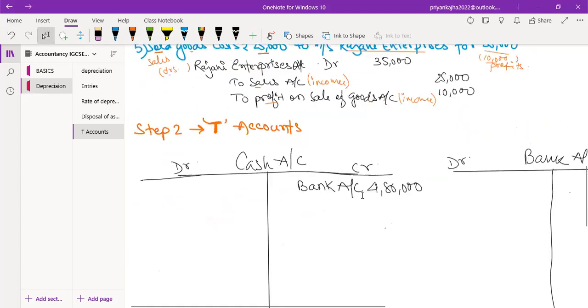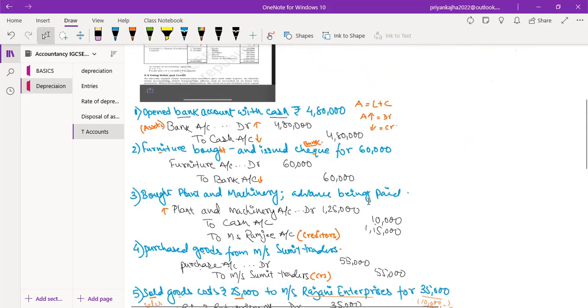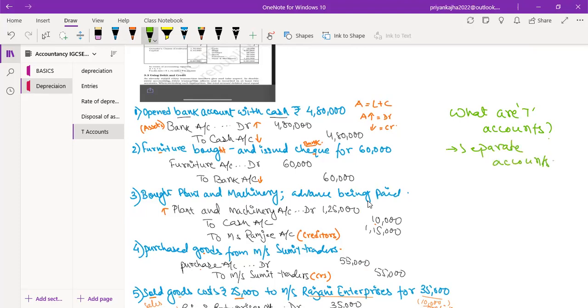Now coming to step number 2, you have to make T accounts. Before making T accounts, you have to find out how many accounts you have to make. Before that, what are T accounts? T accounts are also called ledgers. These are separate accounts created so that we can know how much money has been spent, how much money has been spent for buying goods, or how much purchase has been done for a specific time period. To know all these things, they create separate accounts. That is what is known as T accounts in our books.